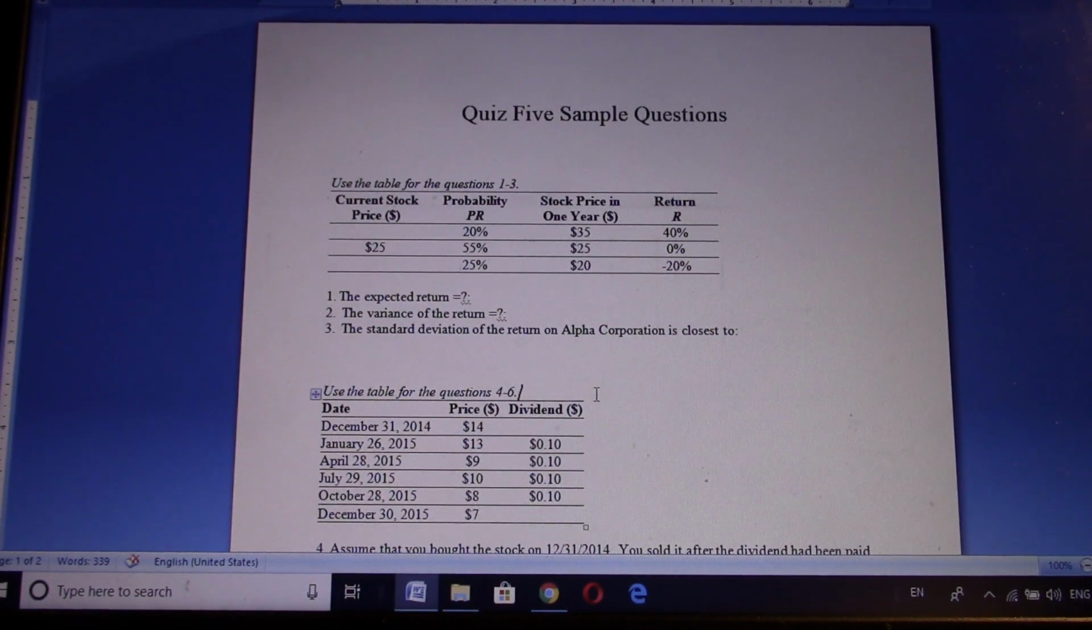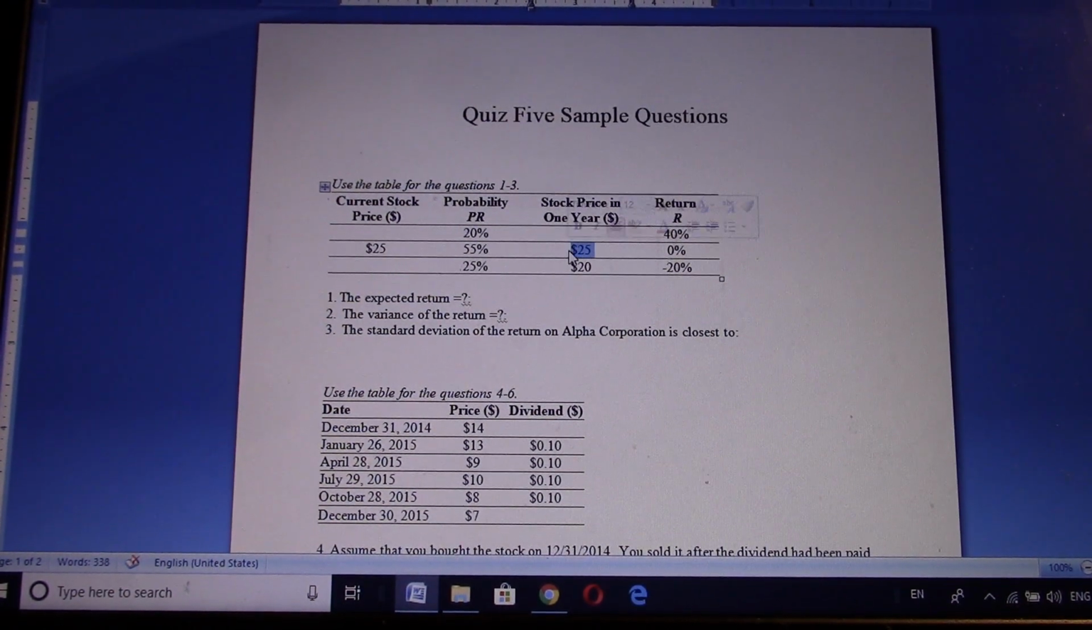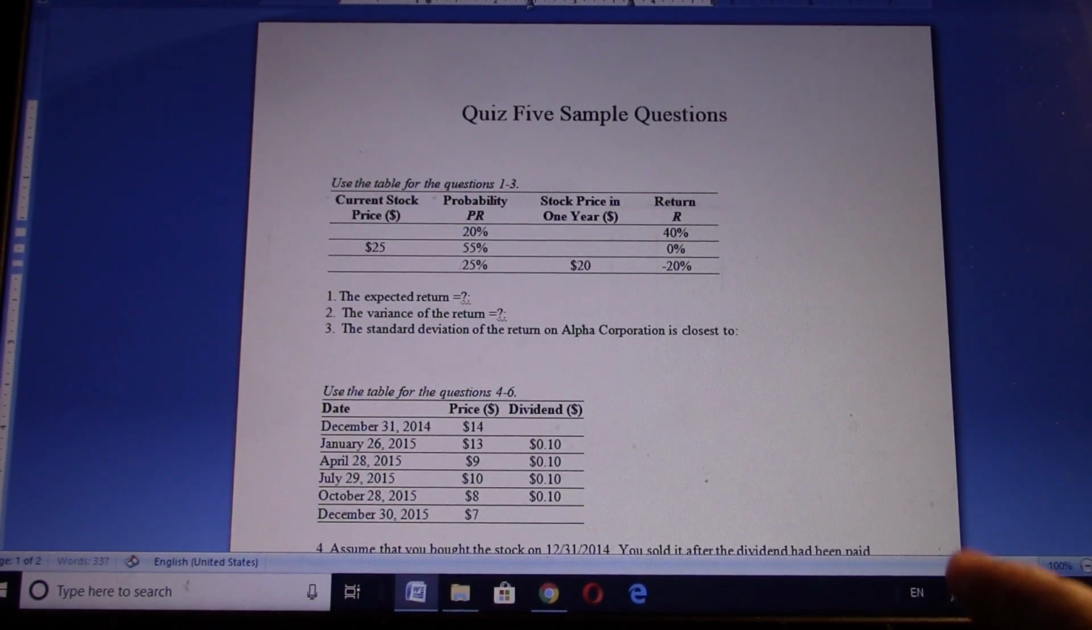You see there's a table, and for this question, the first column is the current stock price, the second column is the probability, the third column is the stock prices in a year, the fourth column is the returns in a year. So the first column and the third column are useless. We don't need the stock price information because the returns are given. We need probability and return.